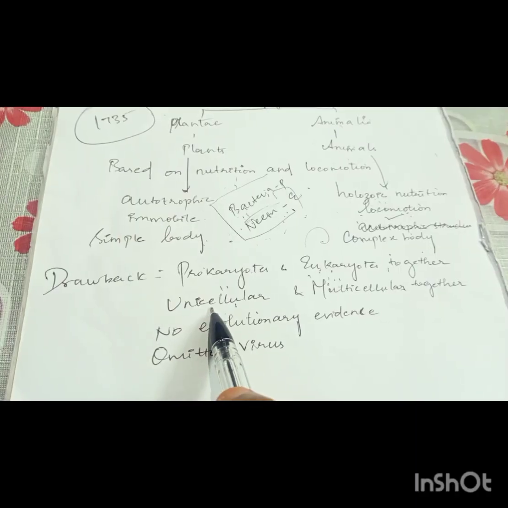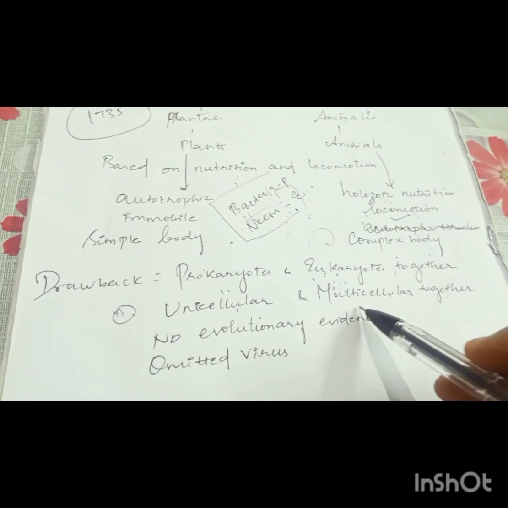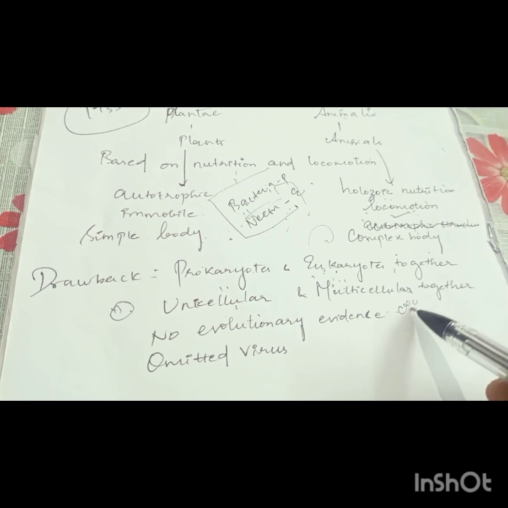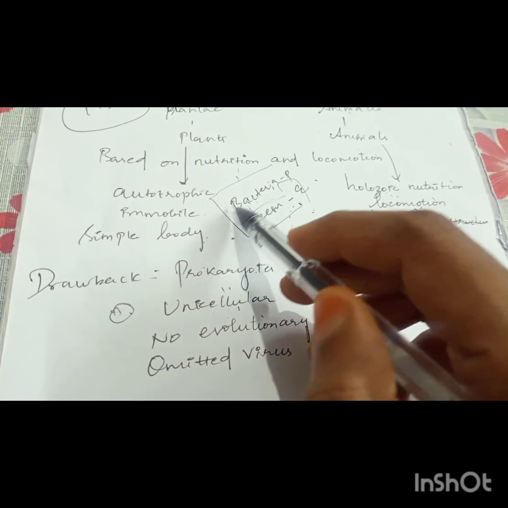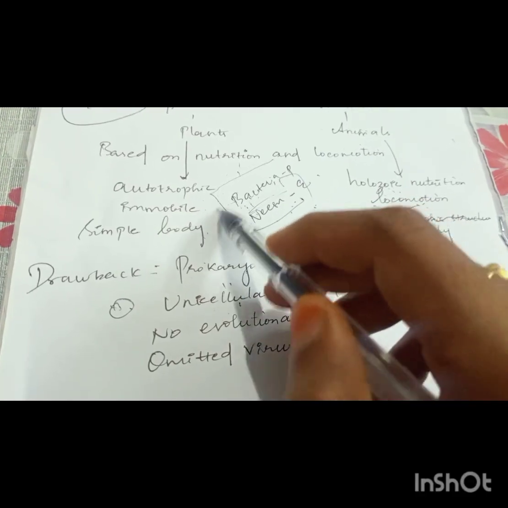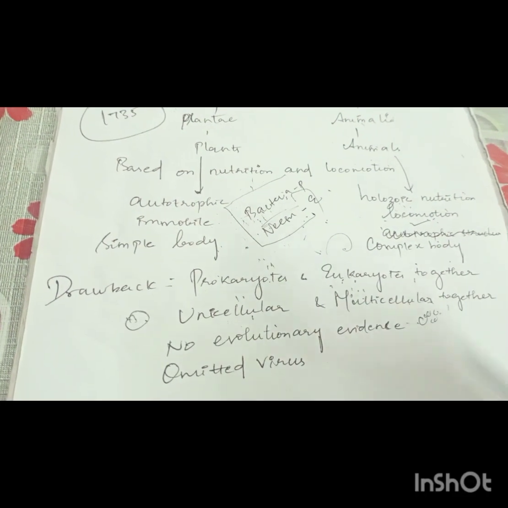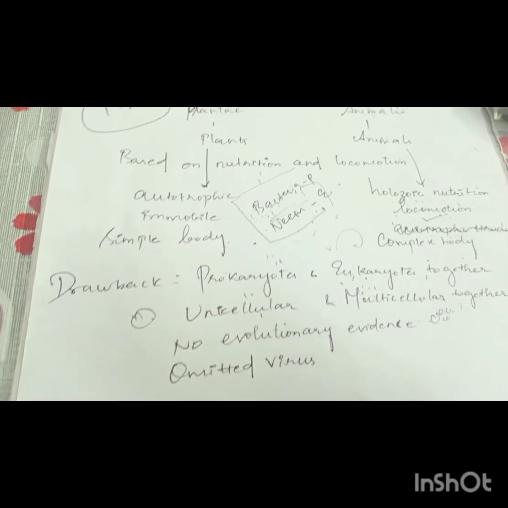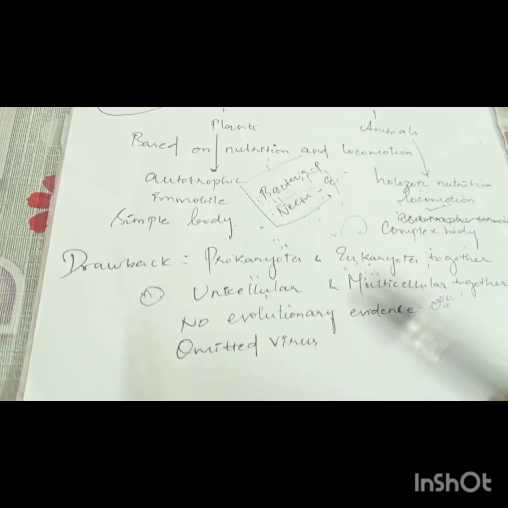And what about unicellular and multicellular? Unicellular organisms are those with single cells, and multicellular organisms have many cells. Again, we can take the same example. All bacteria are made up of single cells, whereas the neem tree is a complex system where many cells are joined together to form tissues.